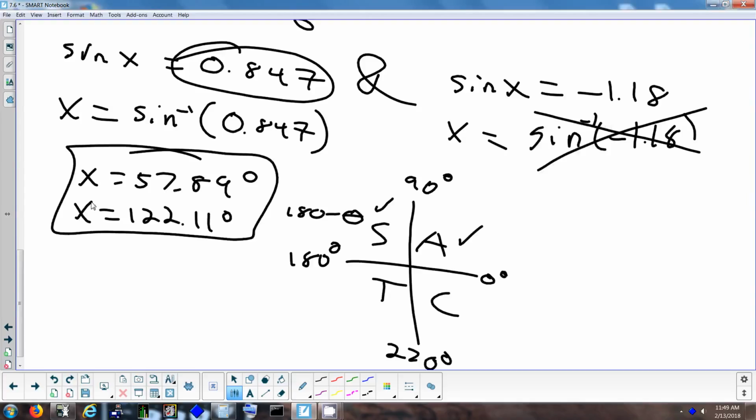Could I check? Sure. Plug in 122 and take the sine of it and see if you get 0.847. You should. If you do, you did it right. If you didn't, check your arithmetic. Okay. Any question on that one?